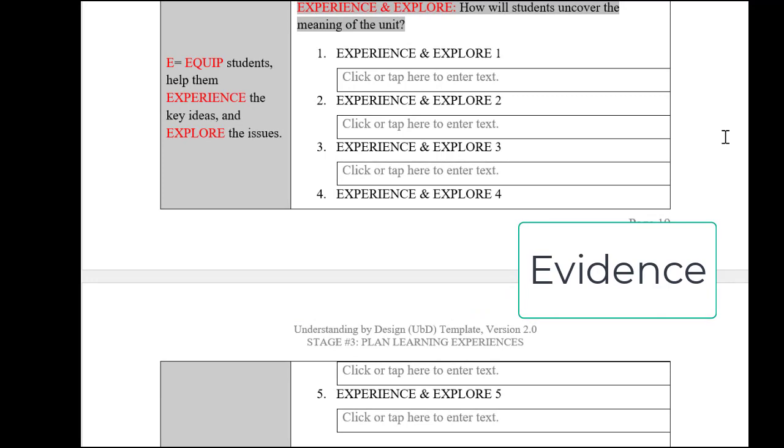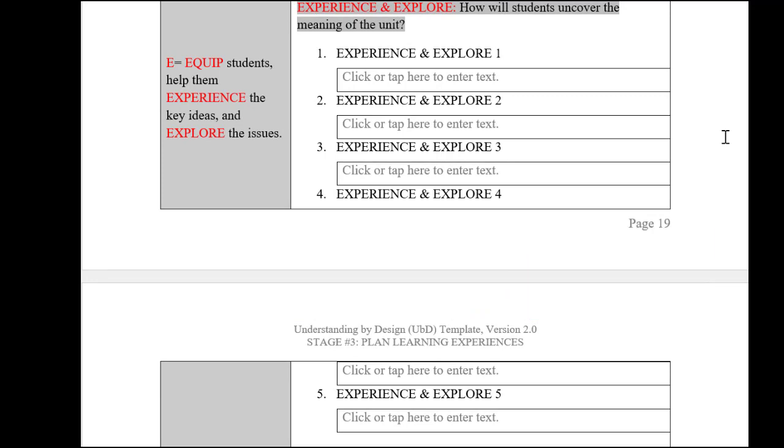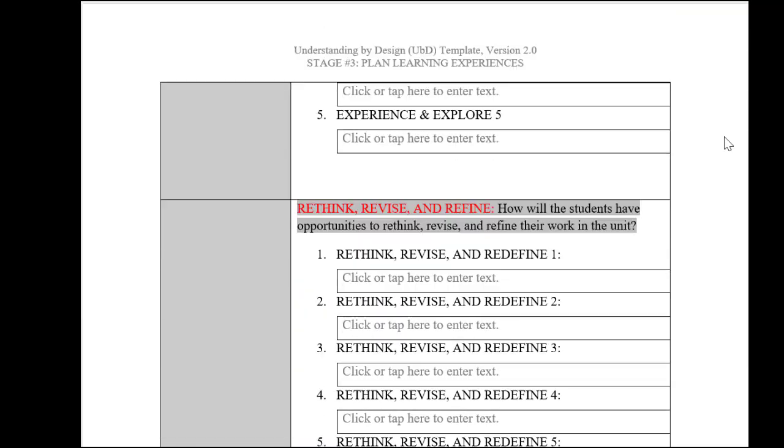For example, it might be researching something on the internet and writing a paper. What are these students really doing? Get to the bottom of it in this section.